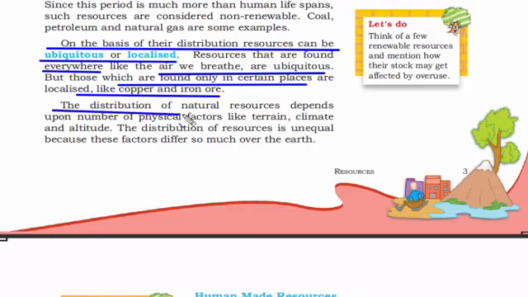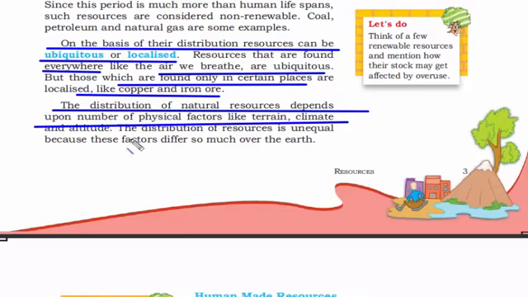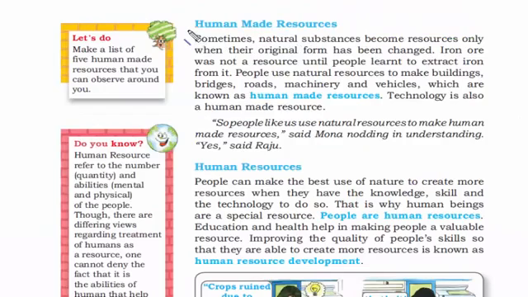So this is an important point. The distribution of natural resources depends upon a number of physical factors like terrain, climate and altitude. And always remember, distribution of resources is unequal. That's why we have iron ores and other mineral resources at specific places and not all over the country. Now let's read about human-made resources.